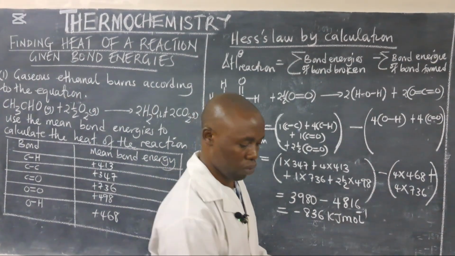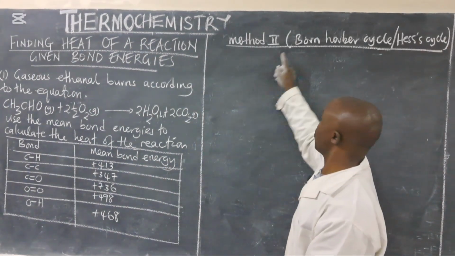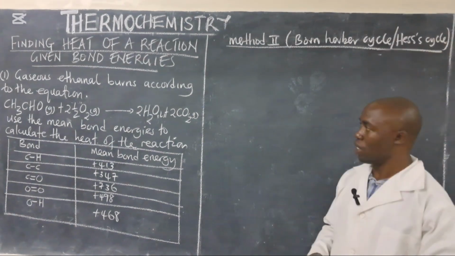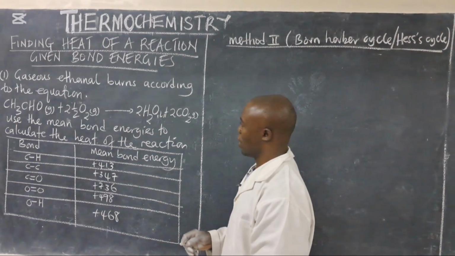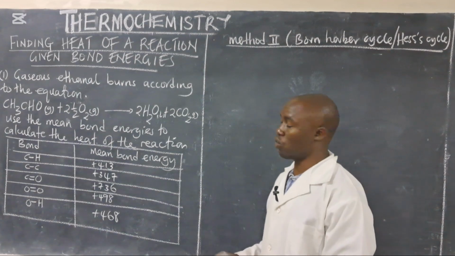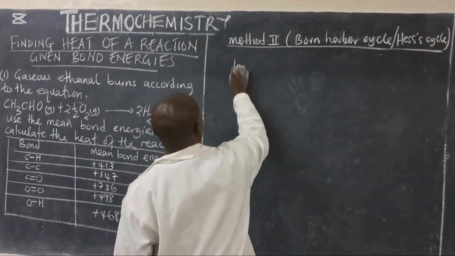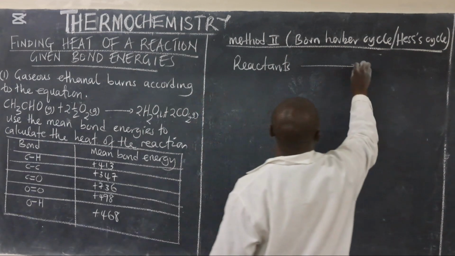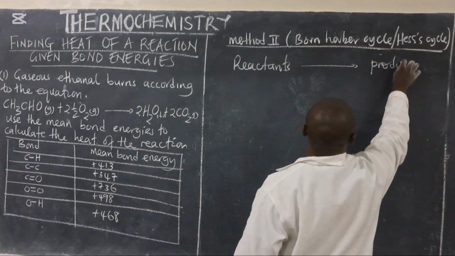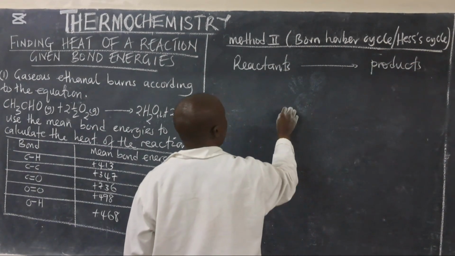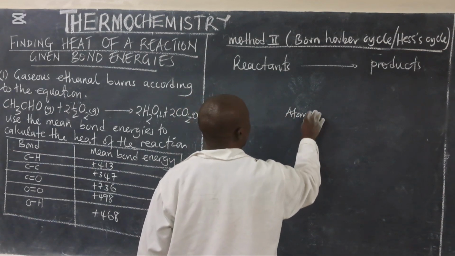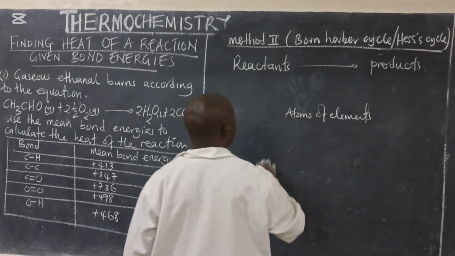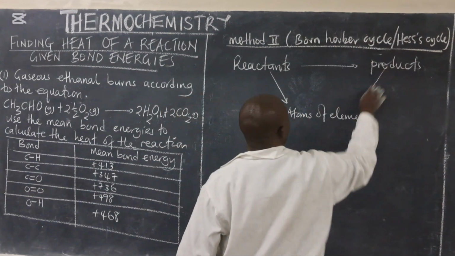Let's look at method 2. Method 2, we are going to use the Born-Haber cycle, or we call it the Hess cycle, or enthalpy cycle. So let's dive into it. Now the general form of method 2, the cycle for when we are provided with bond energies, appears like this. Reactants giving us products. So here we have atoms of elements, but they are in gaseous form, so this produces that.